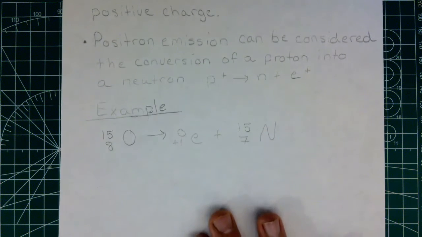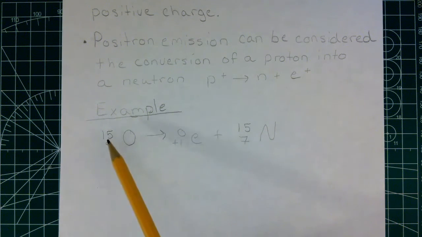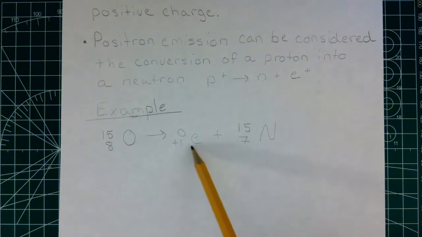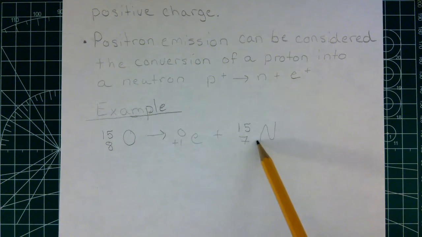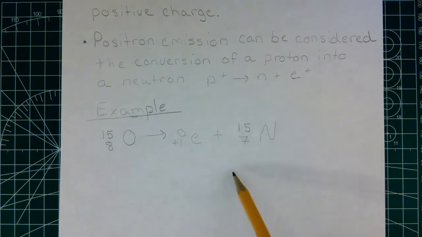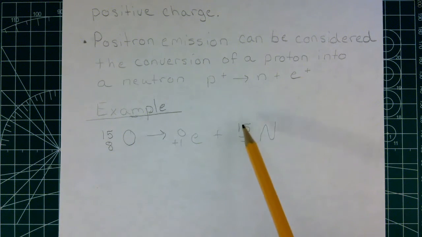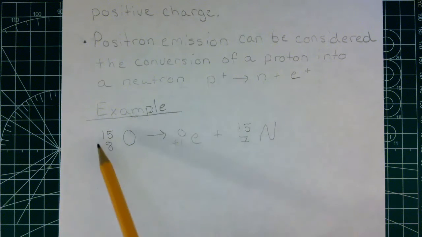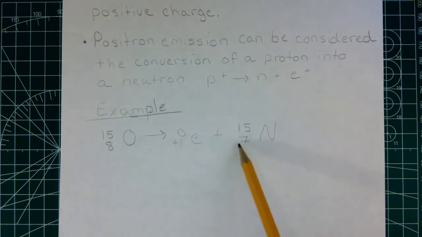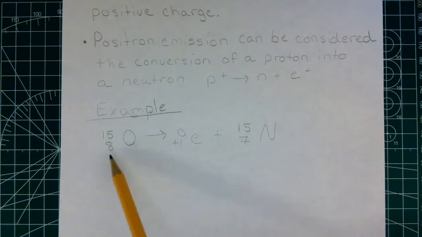If we look at an example here, we have oxygen-15. It's going to emit a positron and then produce nitrogen-15. If we do our math again, we have 15 plus 0 equals 15, 7 plus 1 equals 8, and we have balance across the equation.